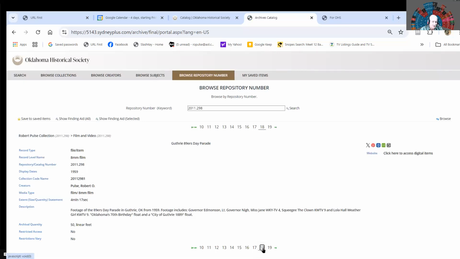Here's the 89ers parade. That's 1959. It's got Governor Edmondson in it and so on. As far as I know, there's only two movies of that particular 1989. One was done by a TV station, and it's about the same quality as this one is. I was surprised when I looked at it.